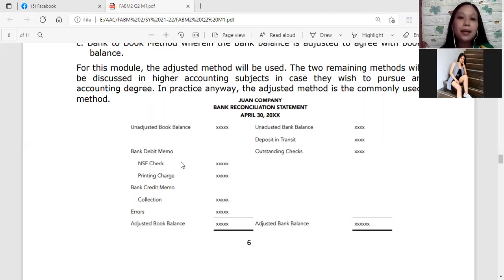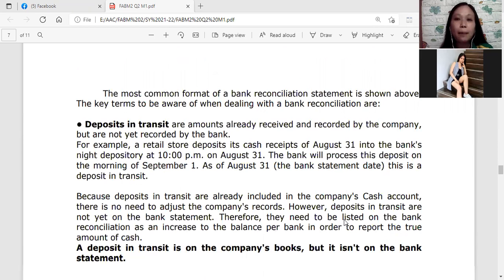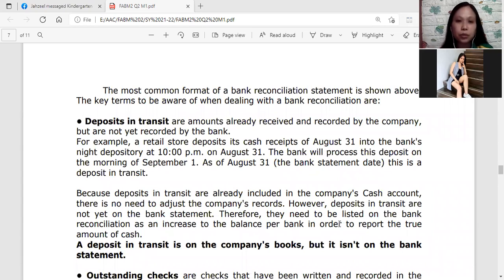Then there is a bank debit memo. You have the check printing charges, collection. There could be some errors if there are, but all of these are already given. Now let us continue. Which ones are deducted and which ones are not deducted?